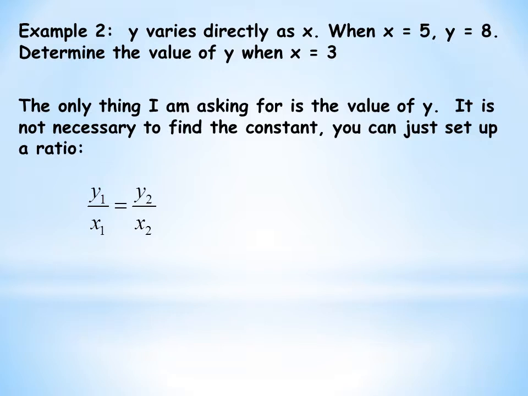So you know that y over x is a constant, and y2 over x2 is a constant, and since it's all in the same problem, it will be the same constant, you can simply set them equal to each other. So I can just fill in the information I know. Y is 8, x is 5. Y2 is what they're asking you to solve for when x is 3. And now I can just cross multiply and solve for y.